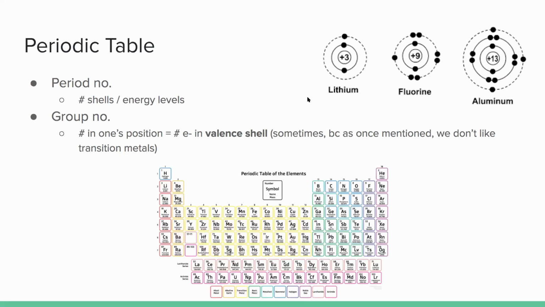All right, group number. Group number represents the number of electrons in the valence shell, which means the outermost shell of the atom. So for example, we see lithium, it has 1 electron in its outermost level, which means you'll find it in group 1. And here you can see lithium in group 1 of the periodic table.